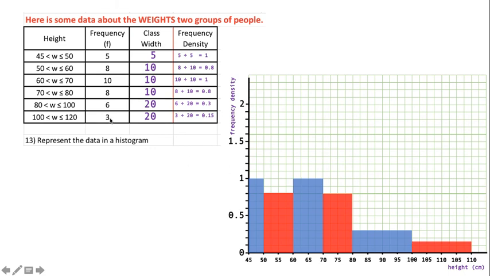So just remember that a histogram, the important property of that is that the area, and not the height of the bars, represents the number of people. And therefore the height of the bars isn't the frequency, but it's this thing that we calculate called the frequency density.